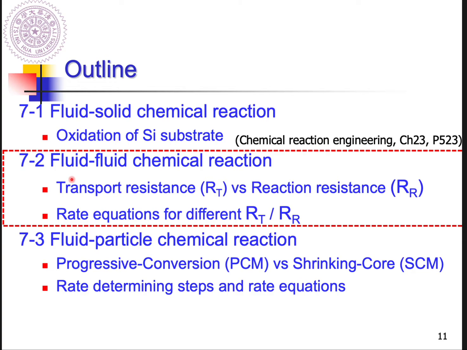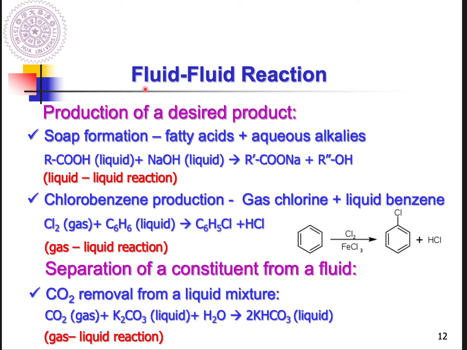Let's give you a quick review of the previous class. We talked about the fluid chemical reaction. Okay, so a fluid chemical reaction can be a gas reacting with a liquid or two insoluble liquids. The purpose of using the fluid reaction can be production of your desired product between the two insoluble liquids or the gas reacting with a liquid, and probably it can also separate a constituent from a fluid.